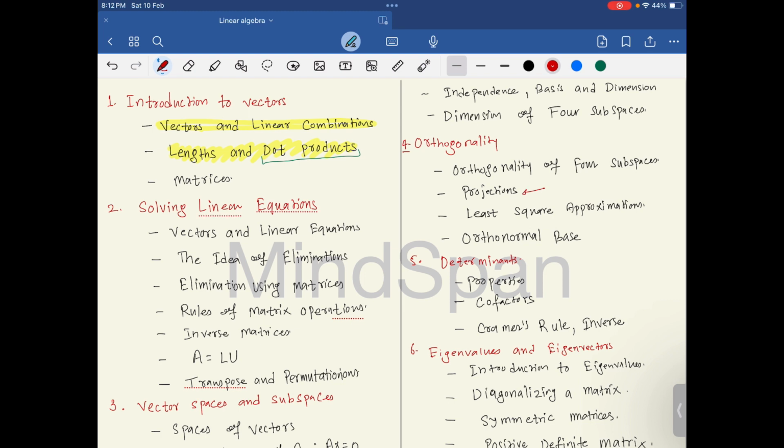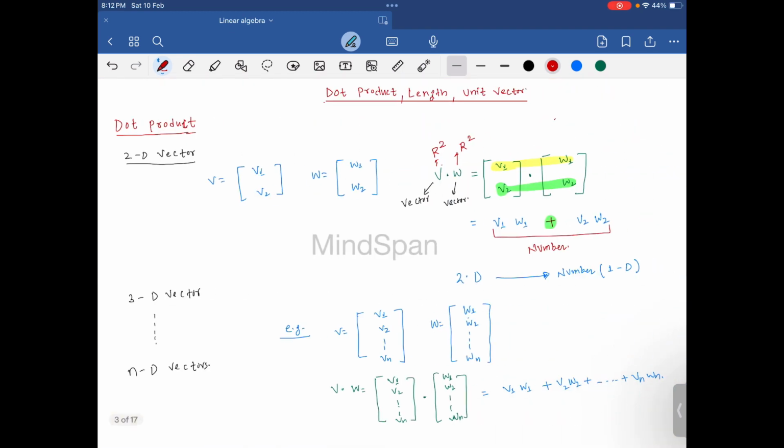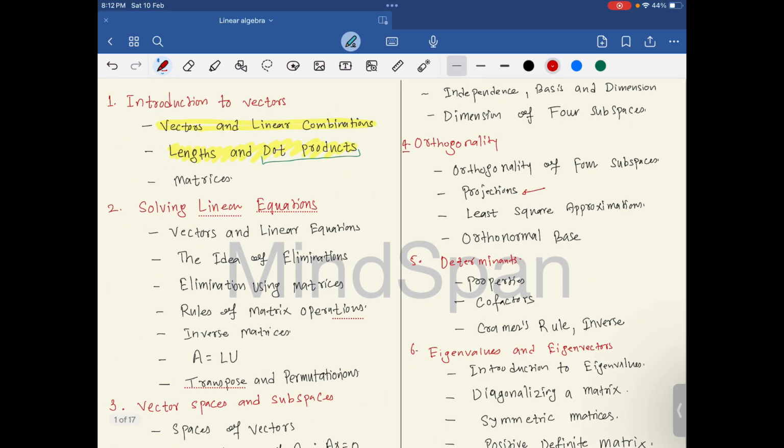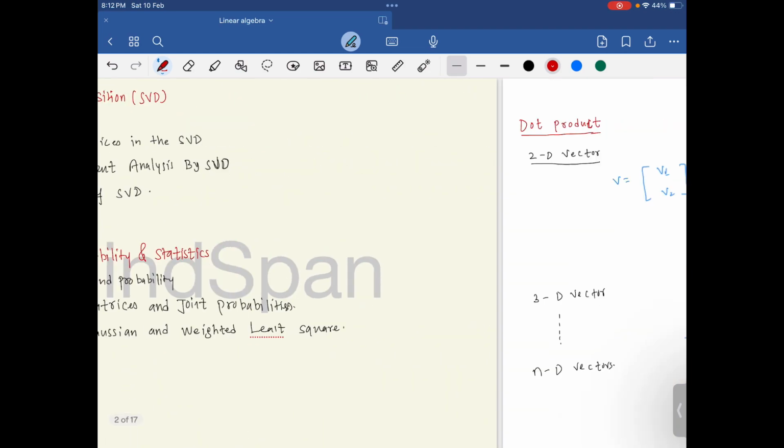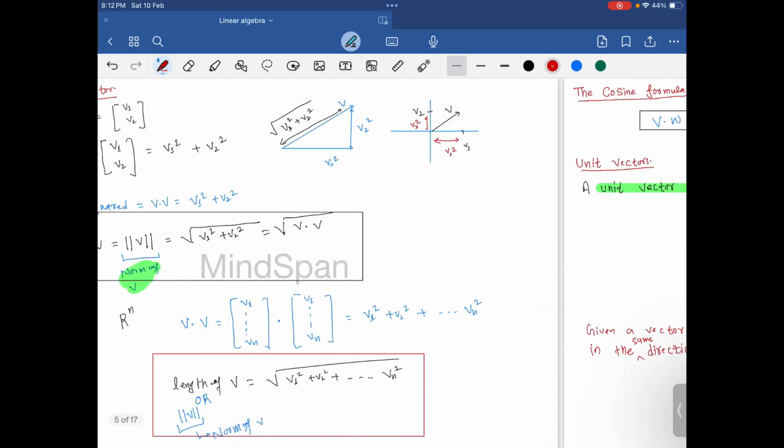And yeah, so we have gone through length and dot product. In the next lecture we will go through some problems, and you will have some assignment based on that particular topic. And in the next lecture we will close this topic, and then we will move to the third topic, that is matrices. Okay, that is all about this lecture. Thank you.